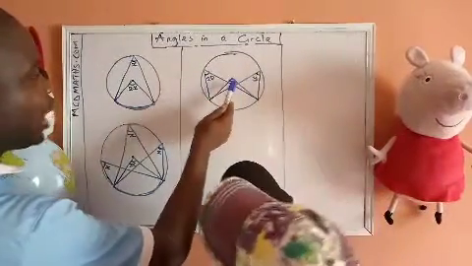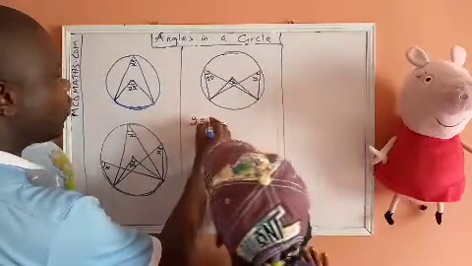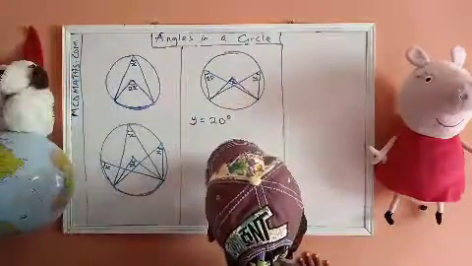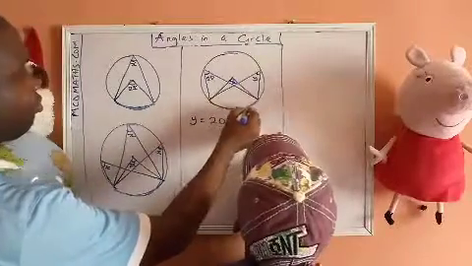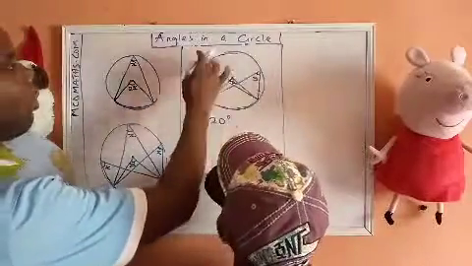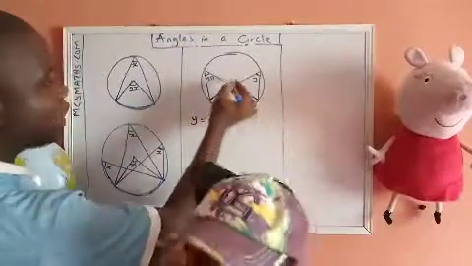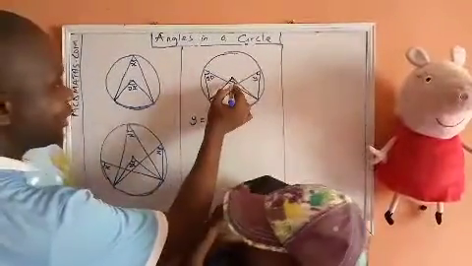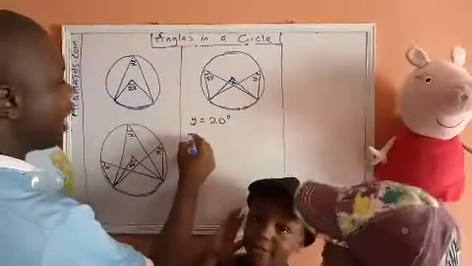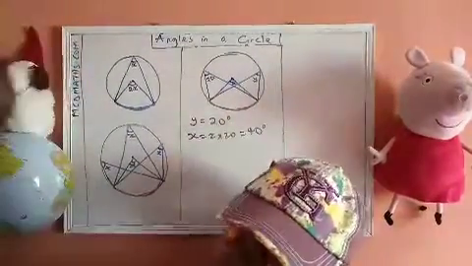Now the question is, how do we get X and how do we get Y? It's simple. Y is equal to 20 degrees, because they are both formed from the same cup, and they are formed on the circumference. And how do we get X? X is formed from the same cup, but this time it is formed at the center. So X is 2 times the value of that. So X is 2 times 20, which is 40 degrees.